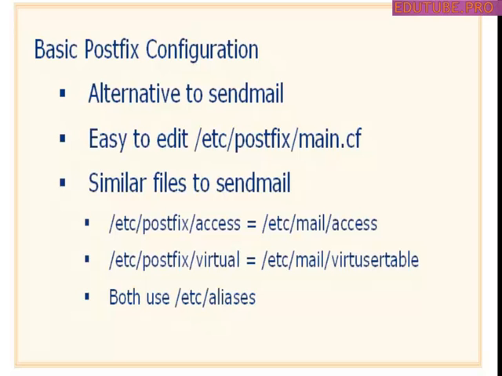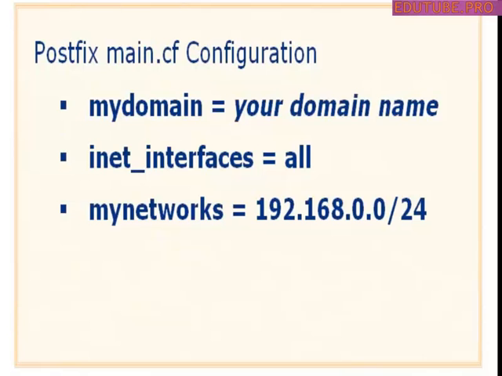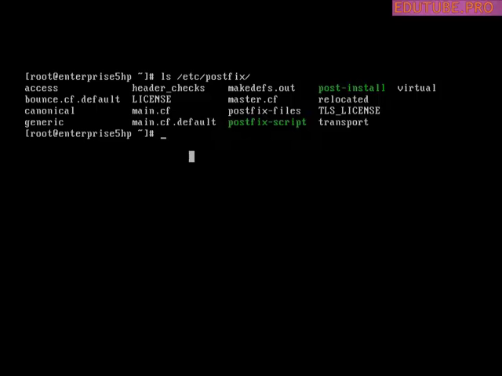The access file for Postfix is functionally equivalent to the access file for SendMail. The virtual file for Postfix is functionally equivalent to the virtusertable file for SendMail. Both Postfix and SendMail use the /etc/aliases configuration file in the same way. And you can edit those files as needed. The only file you absolutely need to change for Postfix is the main.cf file.